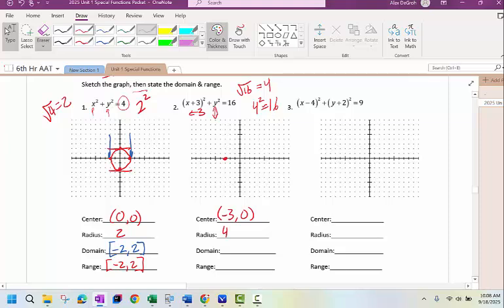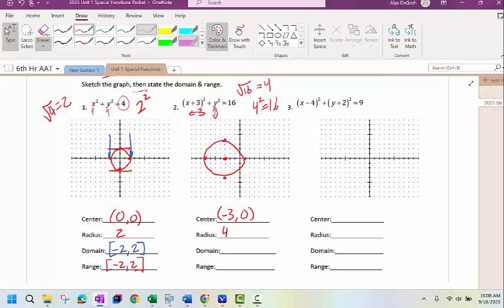So for our graph, we just go 1, 2, 3, 4 to the right, 1, 2, 3, 4 up, 1, 2, 3, 4 left, 1, 2, 3, 4 down, and then do your best to connect the dots. So try to actually touch the dots instead of just going next to them like I do, but it's easier on paper than it is on the computer.